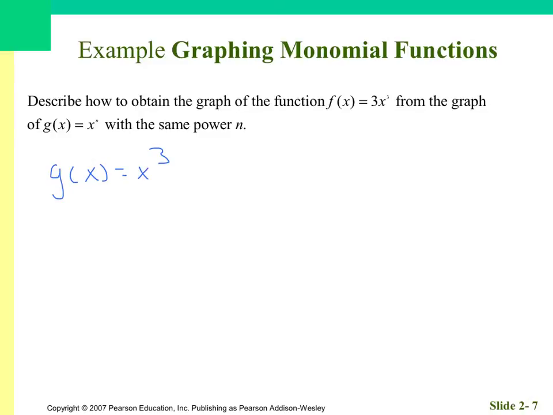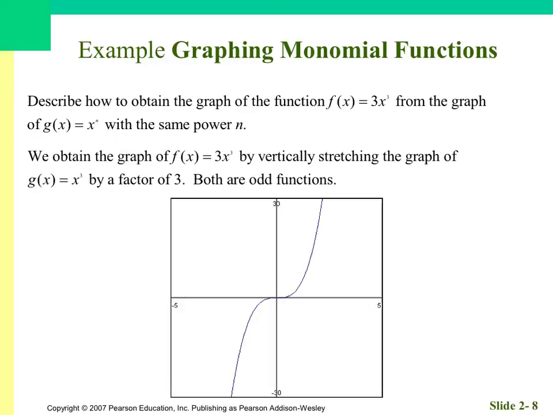Let's see. We obtain f of x equals 3x to the third by vertically stretching the graph of g of x, x to the third, by a factor of 3. Both are odd functions. We know something's odd. We learned that in the last chapter because of the function equation, but also it means that it's symmetrical about the origin. So if I reflected it over the x-axis and the y-axis, they meet each other if you reflect it over both, okay?